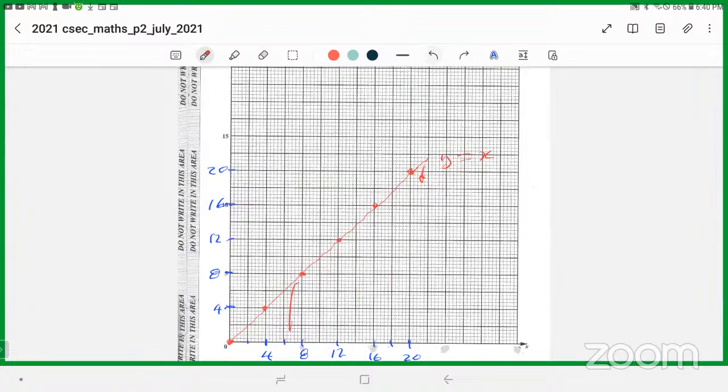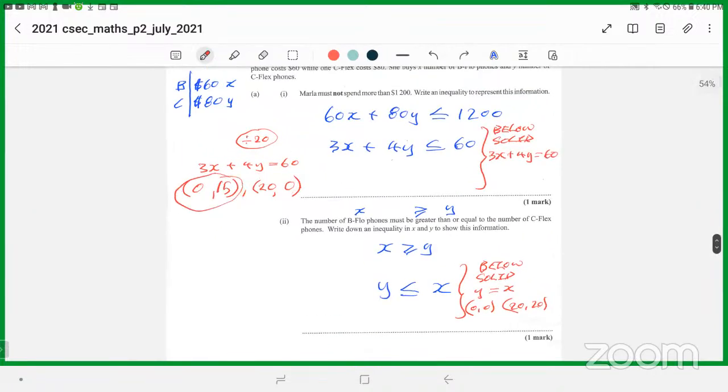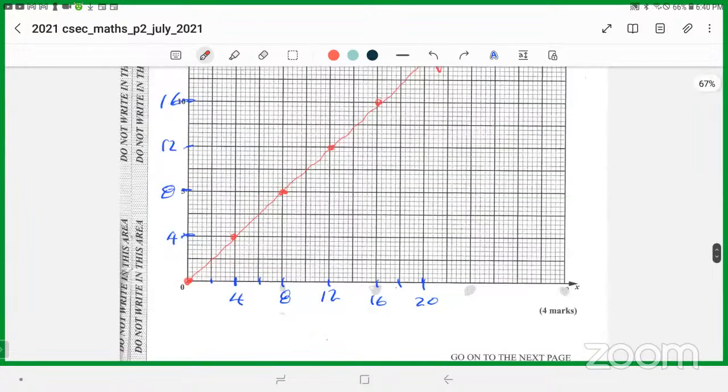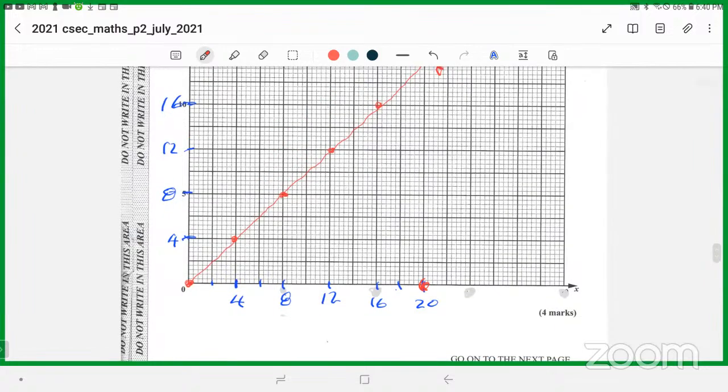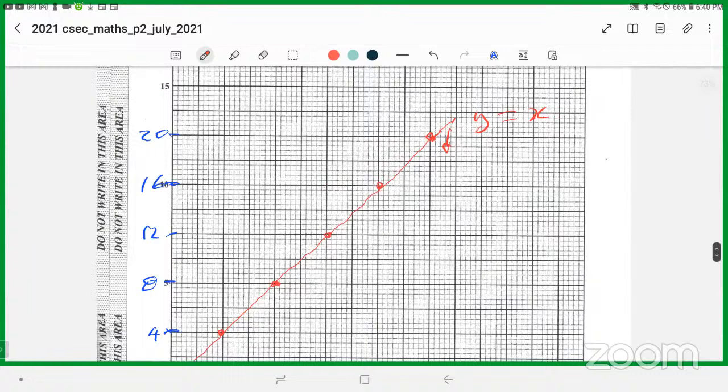We need to put in the other line now. The other line passes through 0, 15 and 20, 0. So this is 20, 0 right here, and it passes through 0, 15. Now where would 15 be? Right here is 12, this is 14, this is 16. So 15 is going to be right there. So use the ruler and draw the line.